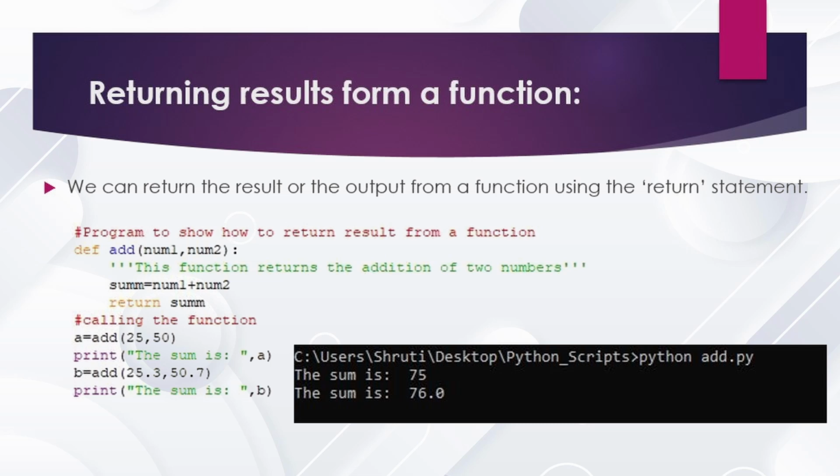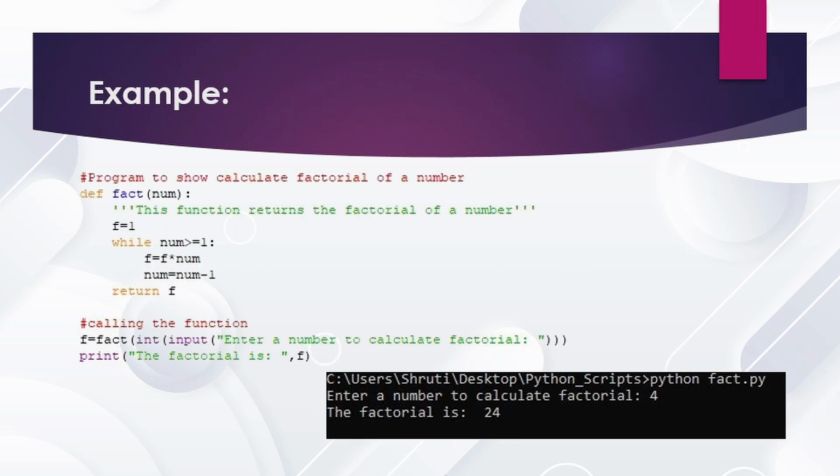In this example, during program execution, the variables num1 and num2 can hold values of any data type, such as integer or floating point. This behavior is known as dynamic typing, where the data type of a variable is determined at runtime rather than being explicitly declared beforehand. Let us look at another example, this time to find the factorial of a number.